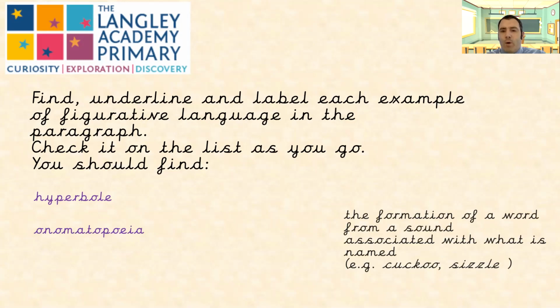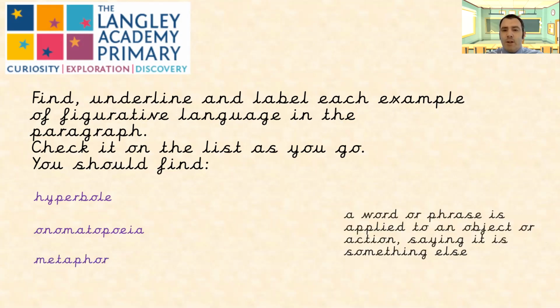Onomatopoeia, the formation of a word from a sound associated with what is named. So for example, cuckoo or sizzle. If you think of something frying in a pan, you hear that nice sizzling, crackling noise. If you think of a fire, you might hear crackling and popping. If you think of a balloon, pop, it's the noise the balloon makes, or bang. Those are all examples of onomatopoeia, and we can use those in our writing to help us really bring our writing to life.